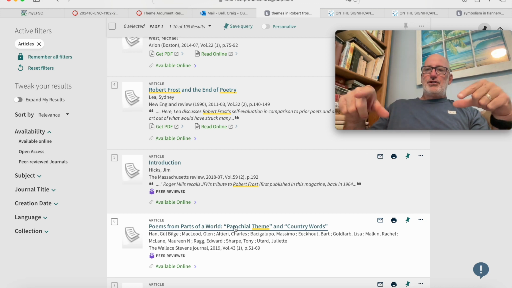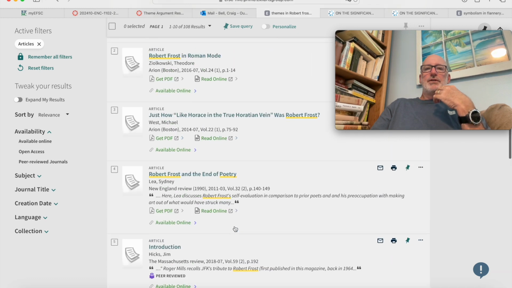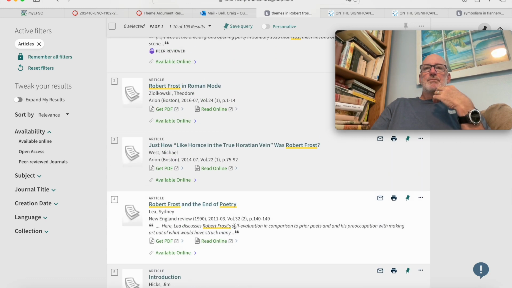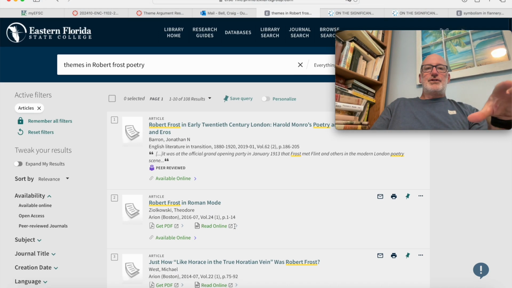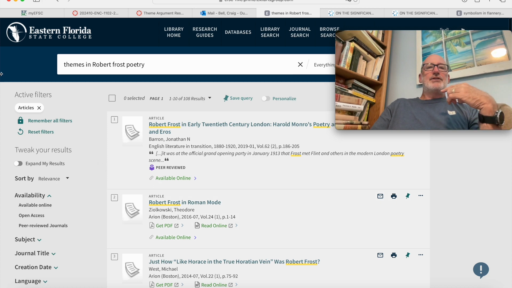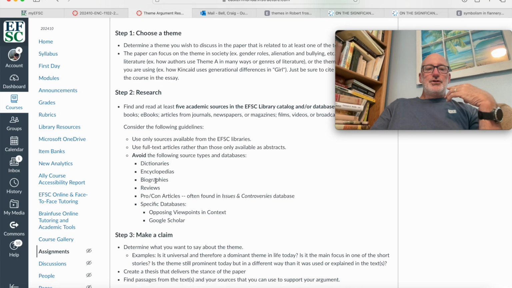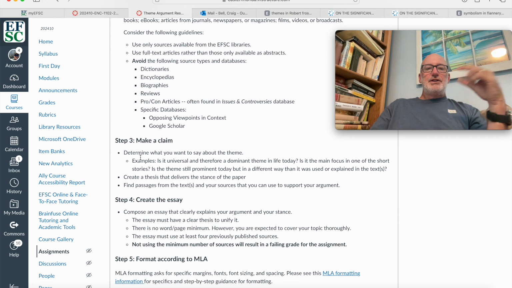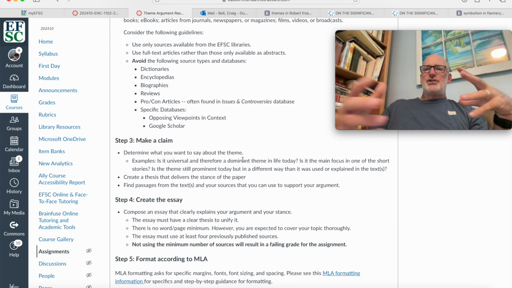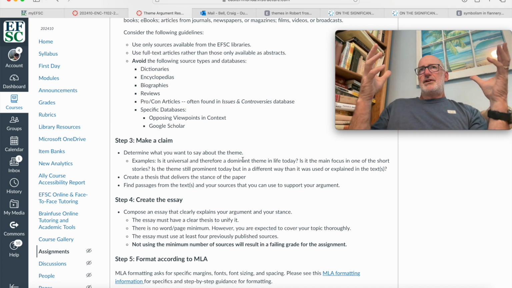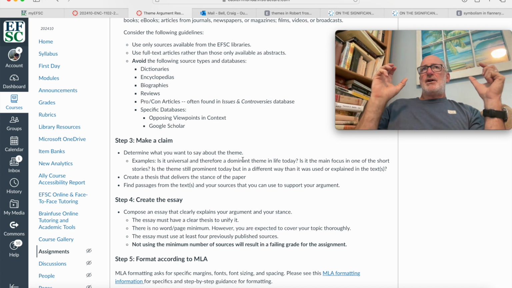What you should be doing, well, hold on. So hopefully you understand how to work with the library function here and how you might be doing this. Now let's go back to the assignment. So you're going to do your research. Then you're going to make a claim. Determine what you want to say about the theme. So you've looked at the things we've read. You've thought about a theme or something that we've read you want to write about.